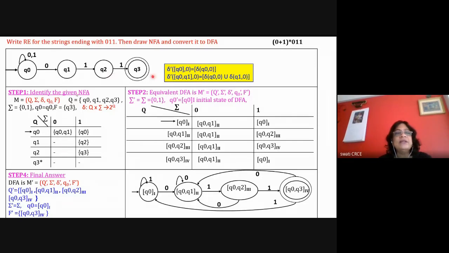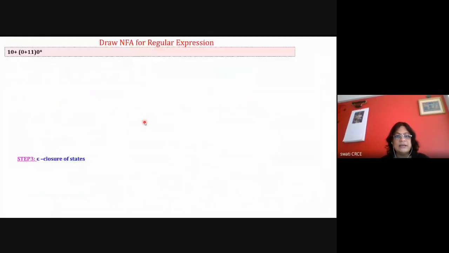So sometimes if there is a question that you write the regular expression and draw NFA without epsilon and then convert it to DFA, you need to do this. Okay. So this I told you. Now yesterday's lecture, what we did is that the regular expression is given to you. You have to draw NFA without epsilon. So draw NFA without epsilon.